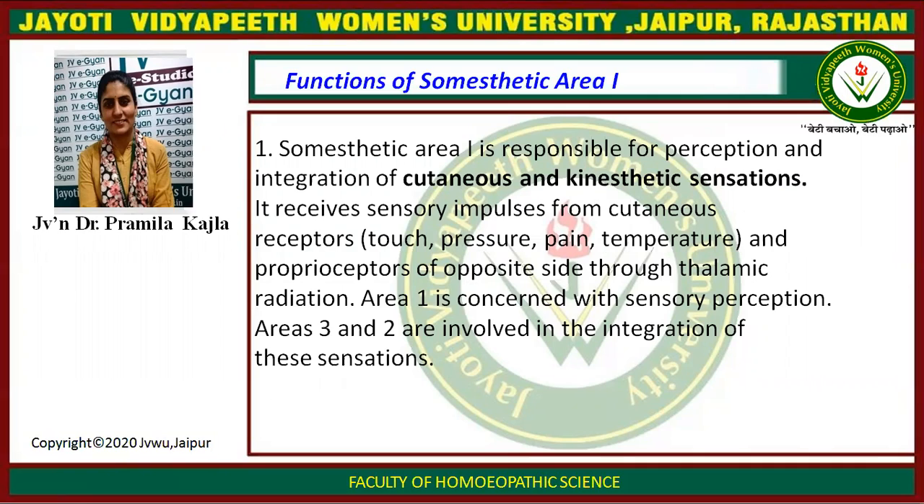Somesthetic area first is responsible for perception and integration of cutaneous and kinesthetic sensation. It receives sensory impulses from cutaneous receptors such as touch, pressure, pain, temperature, and proprioceptors of opposite side through thalamic radiation. Area 1 is concerned with sensory perception. Area 3 and 2 are involved in integration of these sensations.